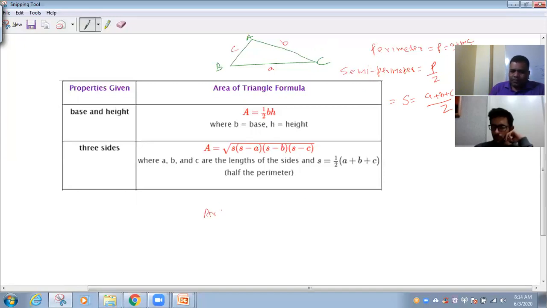And what is the area of triangle ABC? There are two formulas. One is this formula, called Heron's formula. He said, if you know all sides, you can find the area of the triangle using this formula: the square root of S times (S minus a) times (S minus b) times (S minus c).